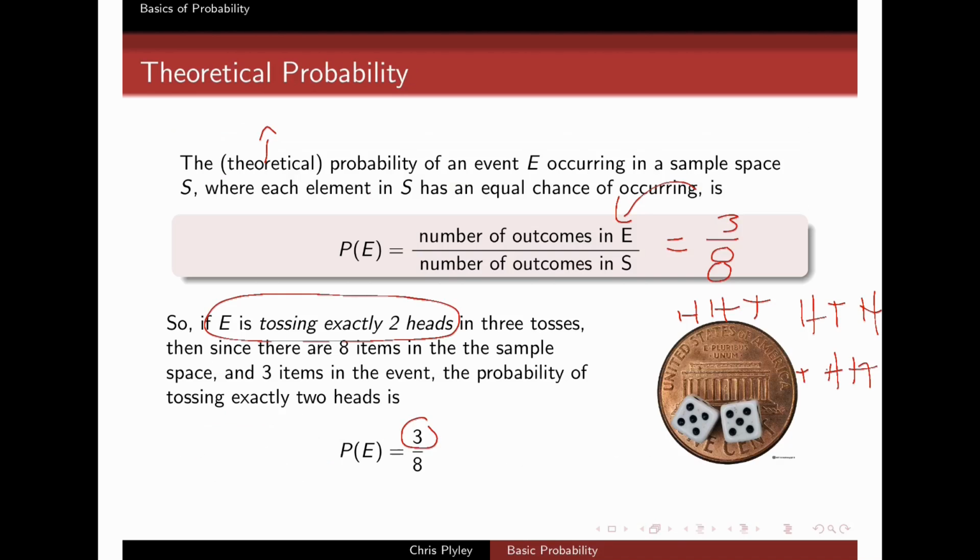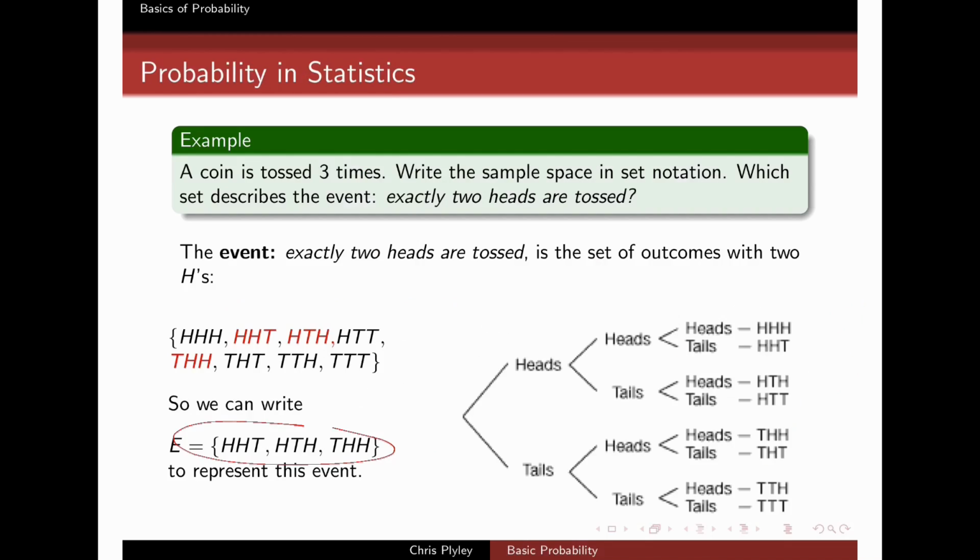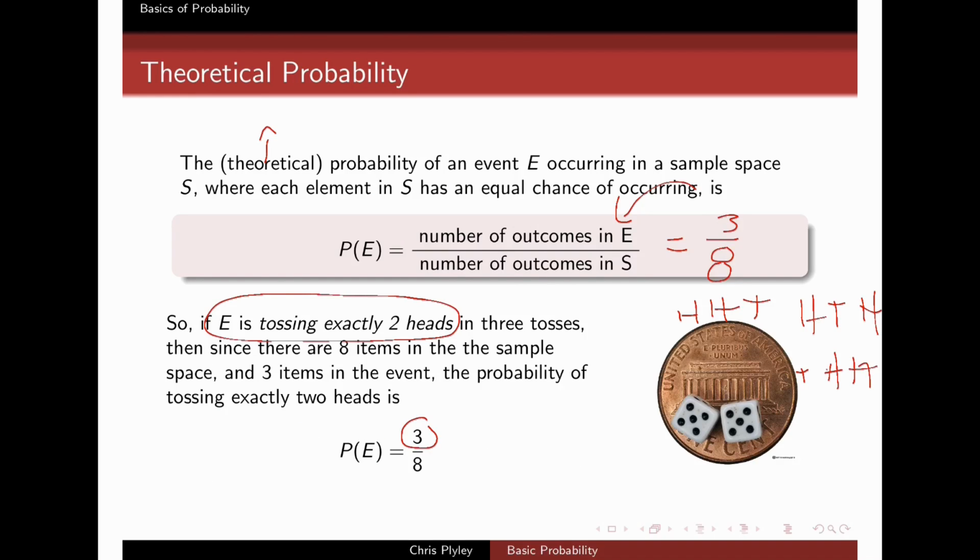1, 2, 3. And how many ways could anything have happened? What was the size of my sample space? Well, remember we already found that there were 8 total outcomes. So the total number of outcomes was 8. The number of outcomes in my event was 3. So I find this probability to be 3 over 8.